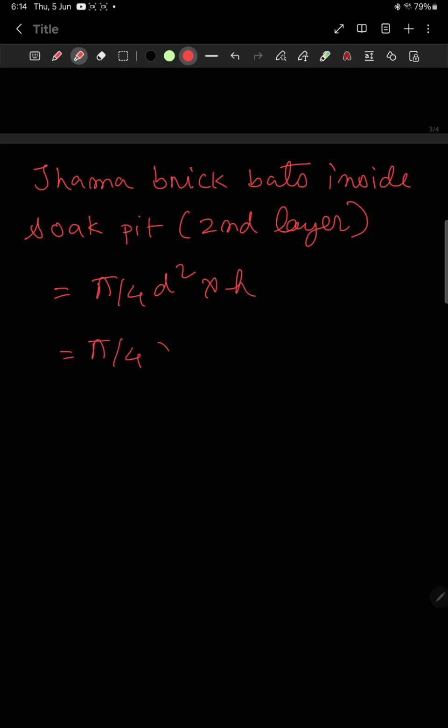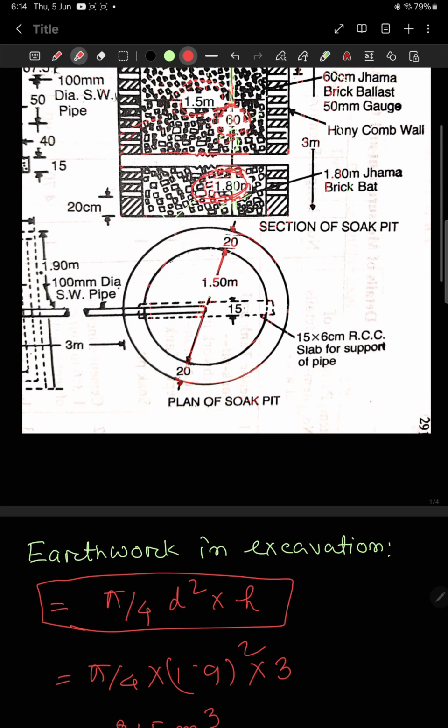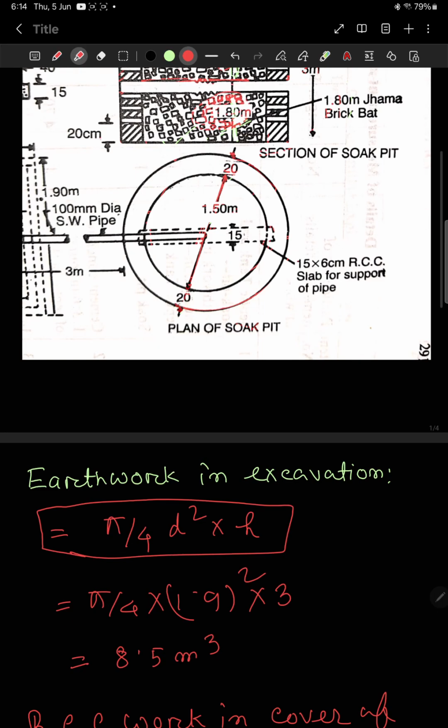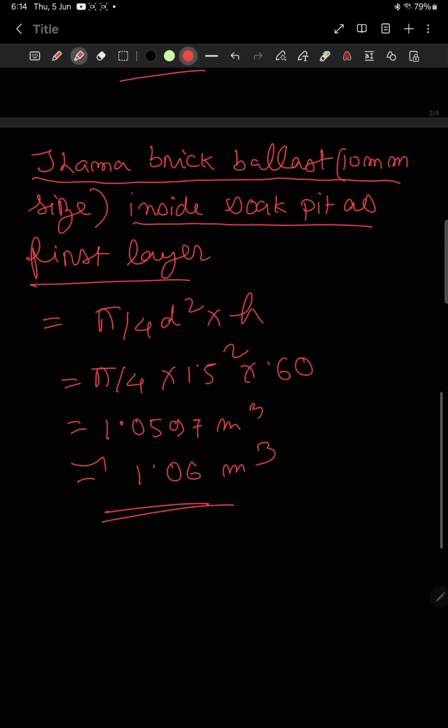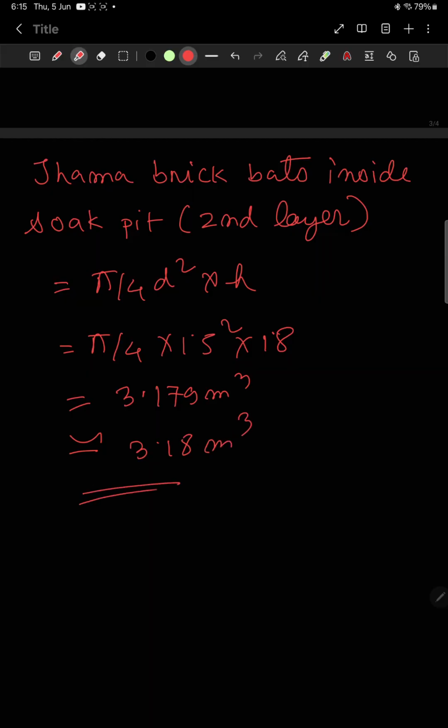Pi by 4, d is 1.5. We know that. Height is, I have already told you, 1.8 of the second layer. So 1.5 and 1.8. Let us find out how much is this one. So this comes to be 3.179 meter cube. We can take it as 3.18 meter cube. So that's how we calculate.